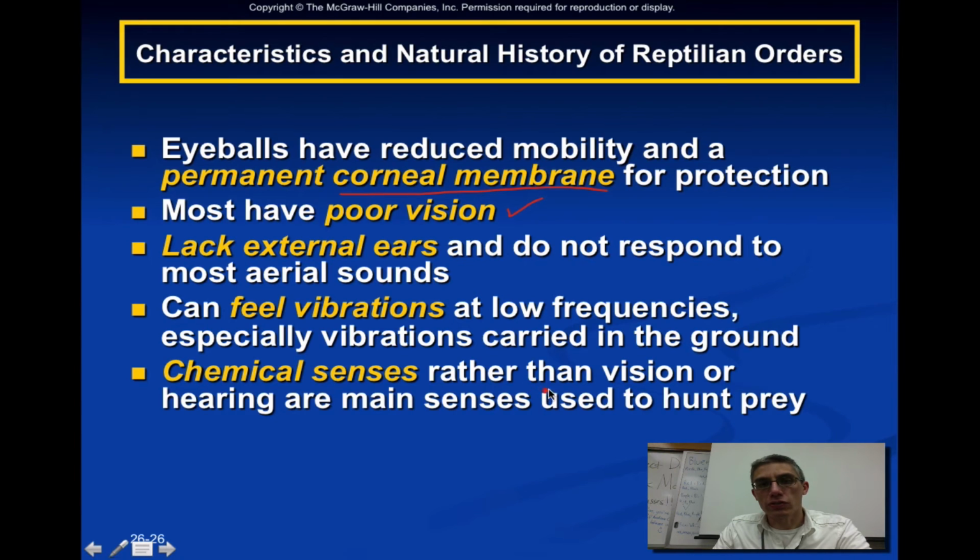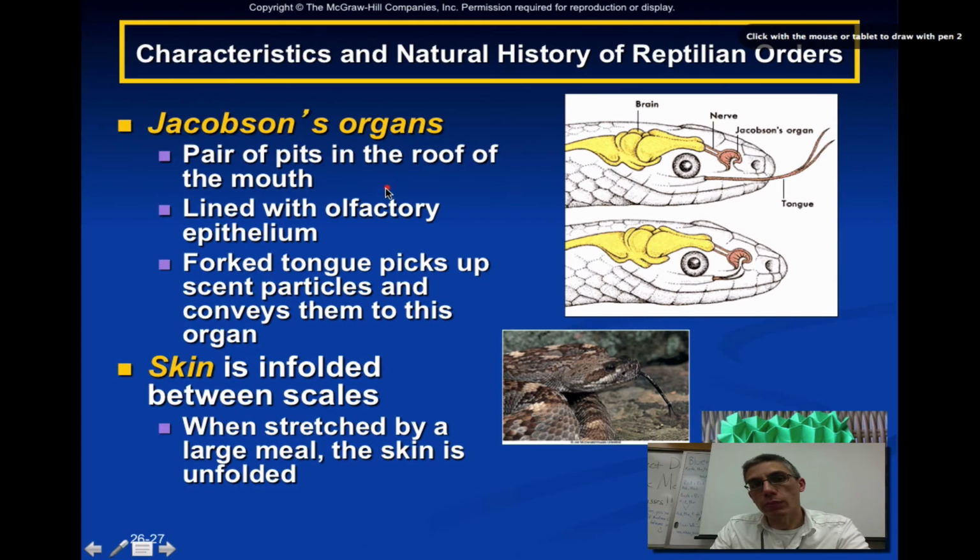Now, chemical senses rather than vision or hearing are typically the main senses used to hunt prey. Because these animals have such a heavy reliance on the chemical nature of their environment, they've developed a special organ called the Jacobson's organ. You can see the Jacobson's organ right here. In order to access this organ, they have a pair of pits in the roof of the mouth. These pits are lined with olfactory epithelium. Remember, olfactory indicates we're talking about a sense of smell.